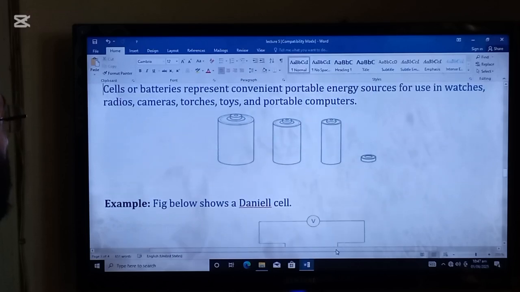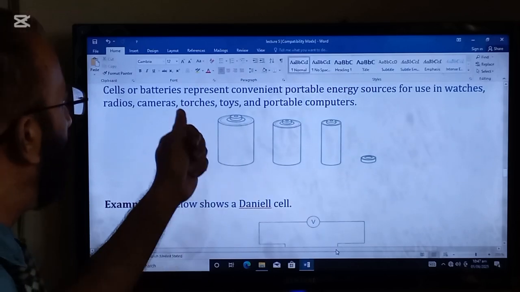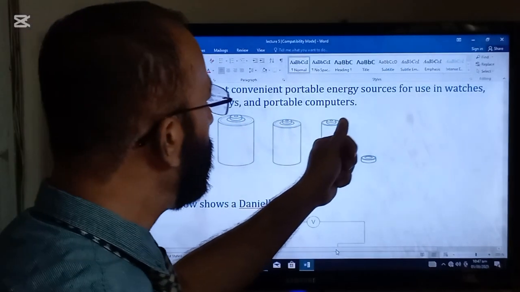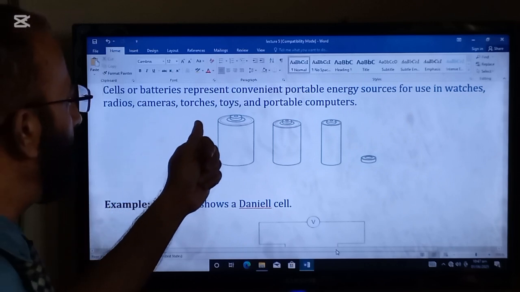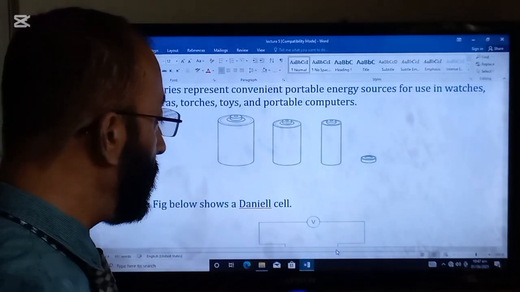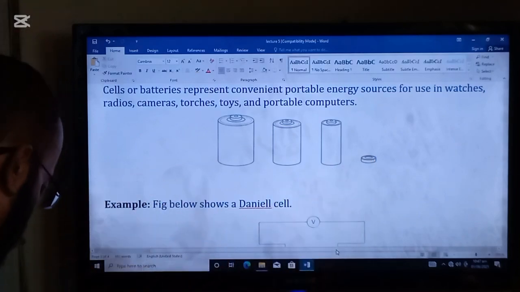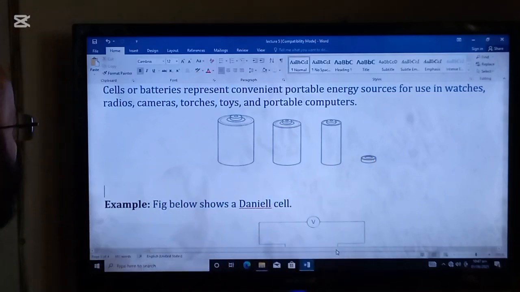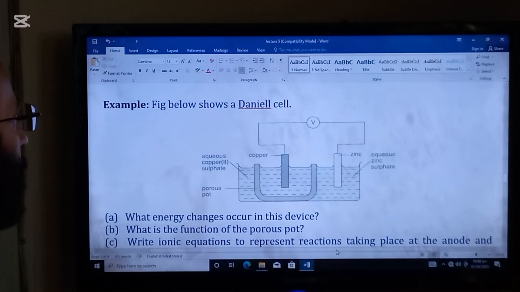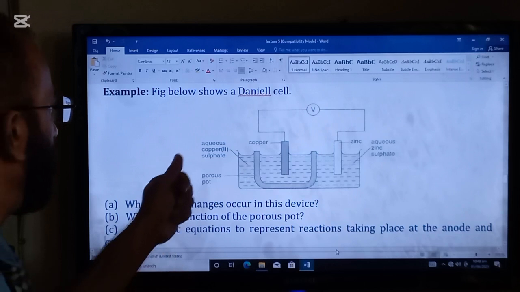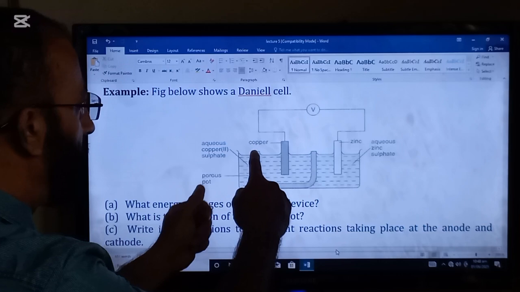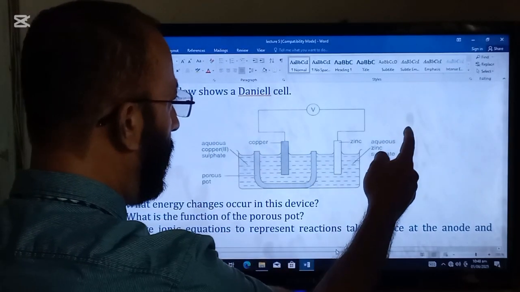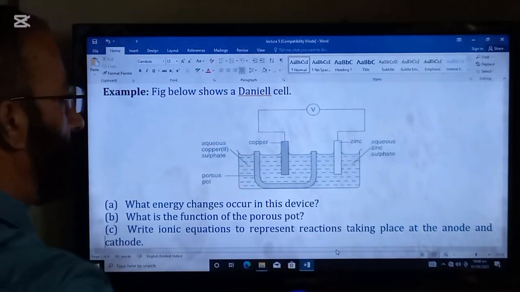Cells or batteries represent convenient portable energy sources for use in watches, radios, cameras, torches, toys, and portable computers, etc. So these are some uses of the simple cells. Figure below shows a Daniell cell. In the Daniell cell, this is aqueous copper sulfate solution. This is a porous pot. This is copper and zinc metals. And this is aqueous zinc sulfate solution.